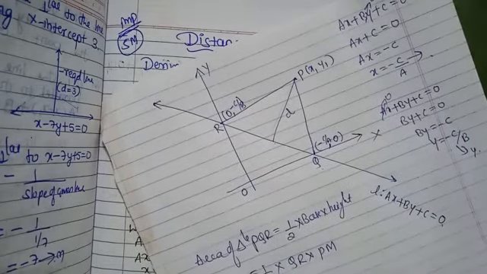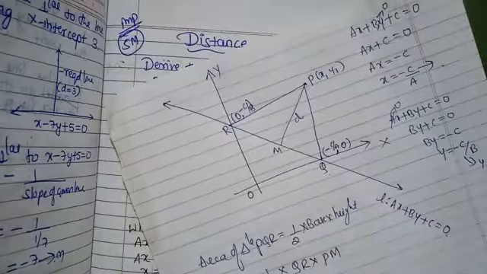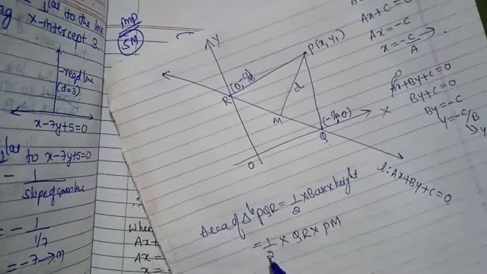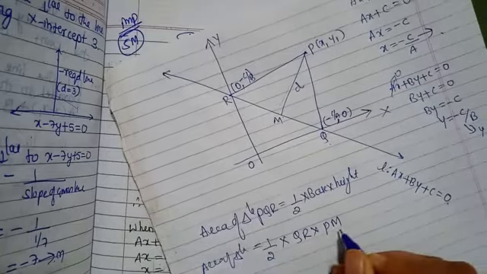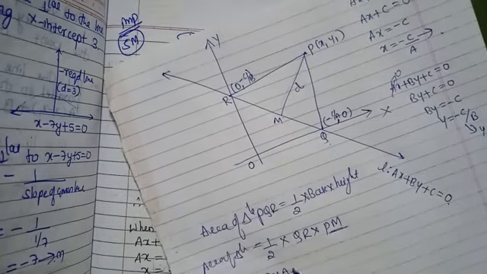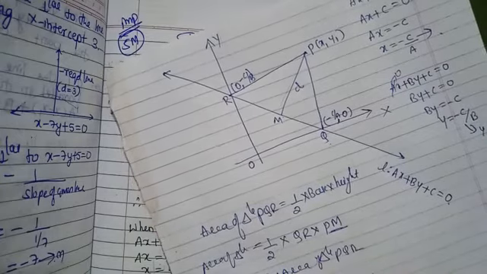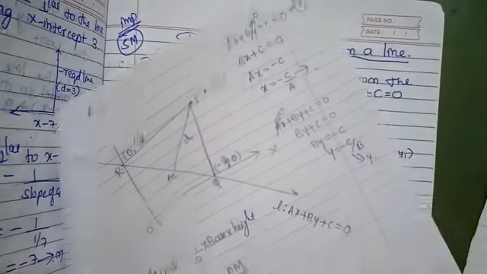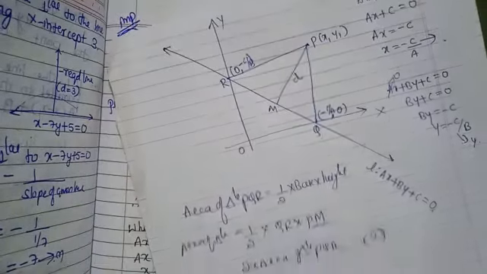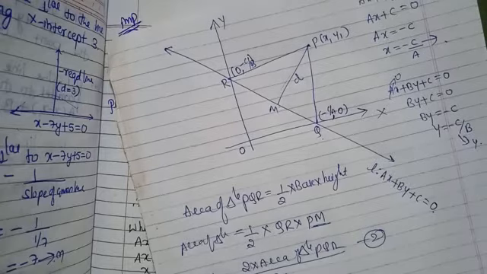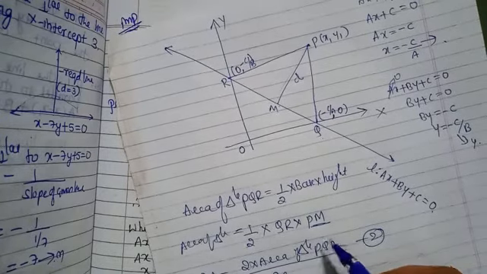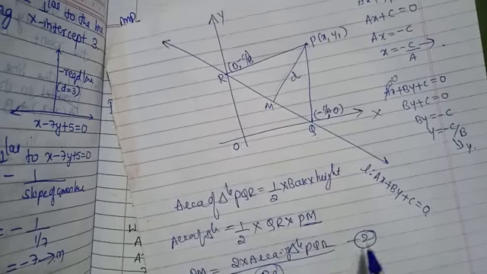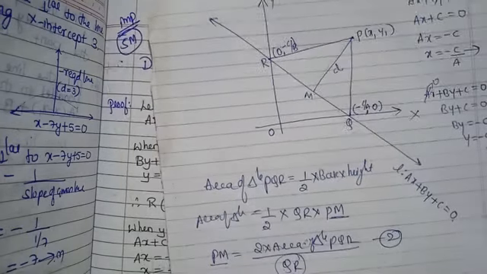We need the length of the perpendicular, so we want this PM. So PM is equal to 2 times the area of triangle PQR divided by QR. Okay, so this is equation 1 and this is equation 2. In order to get the length of a perpendicular, or distance of a point from a line, we should find the area of triangle PQR and the distance between 2 points. After finding these two, substitute them in equation 2 and simplify, and we'll get the length of the perpendicular.